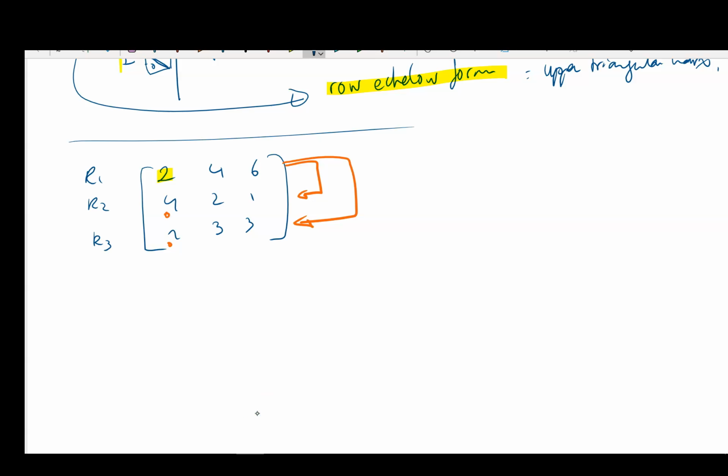Okay, so next step. What do we have? First, this row is of course not going to change because that's the pivot row. Then I want you to combine row 2 with row 1 in order to get your expected 0. You've got several ways to do that. You could do 1/2 of row 2 minus row 1, or you could do row 2 minus 2 row 1.